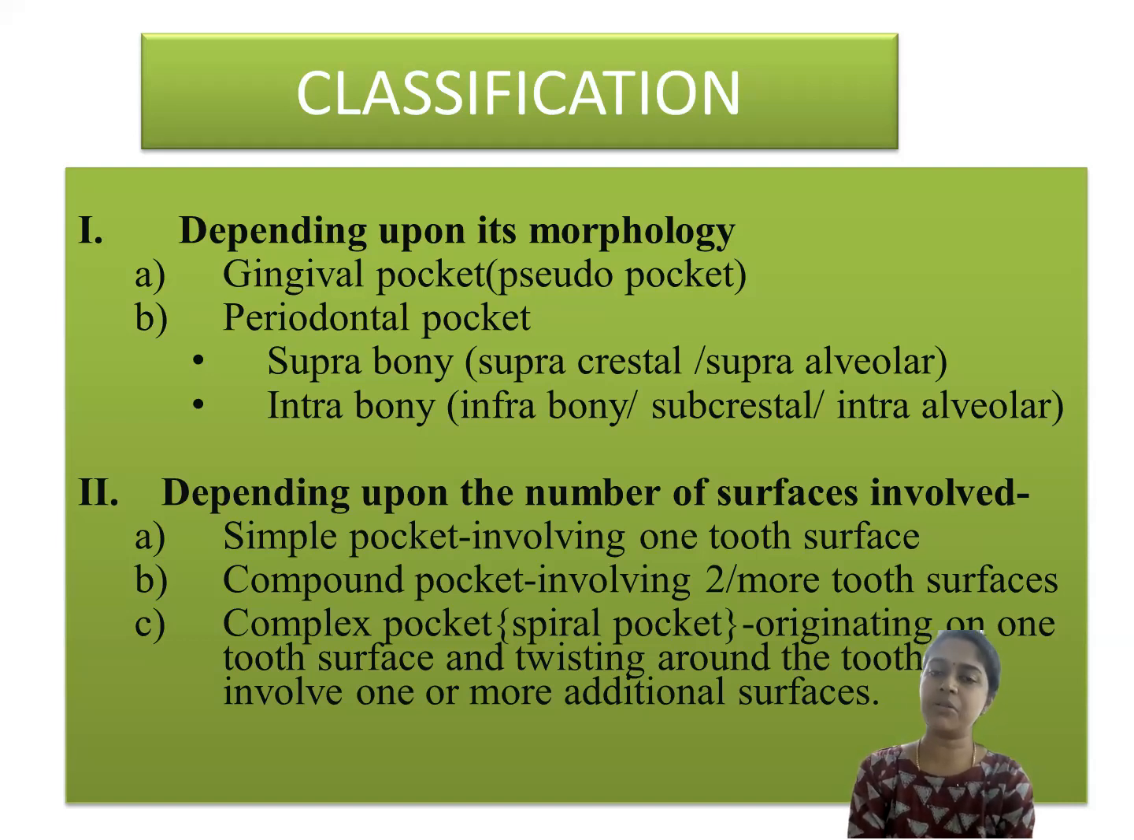The periodontal pockets can be further subdivided as suprabony and infrabony. Suprabony, as the name indicates, is when the base of the pocket is coronal to or above the crest of the alveolar bone. If it is apical to the crest, it is called an infrabony pocket. Pockets can also be classified based on the number of surfaces involved as simple, compound, complex, or spiral pocket. A spiral pocket is so called because the pocket begins on one surface of the tooth, follows a tortuous course around the tooth and involves another surface.